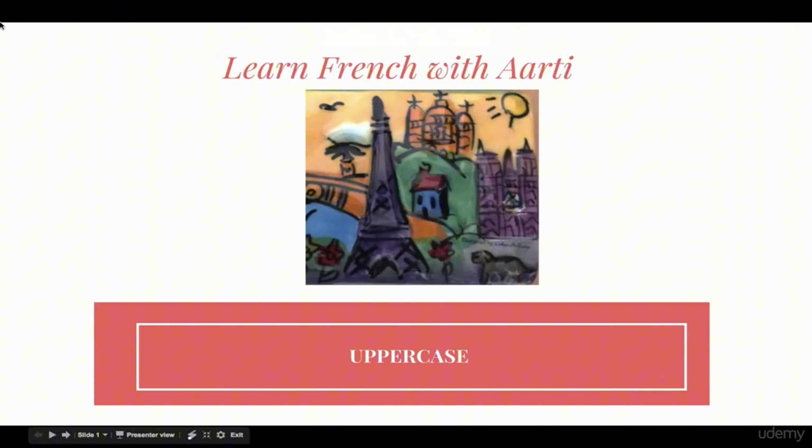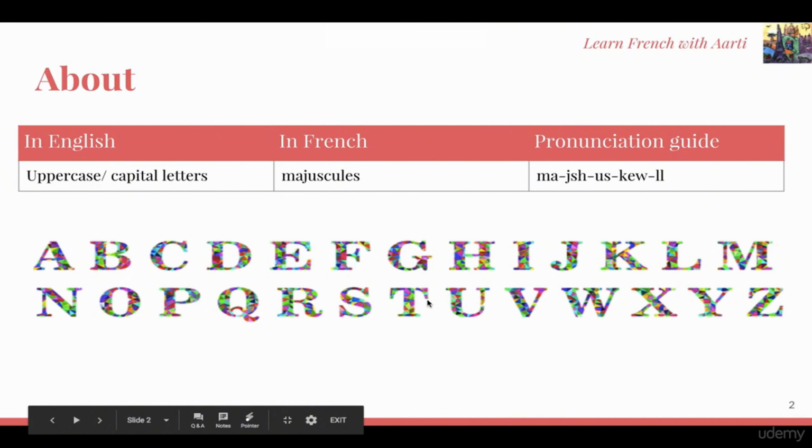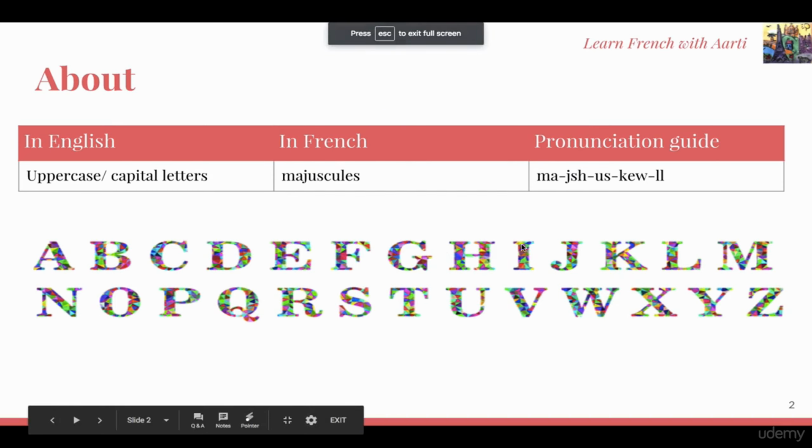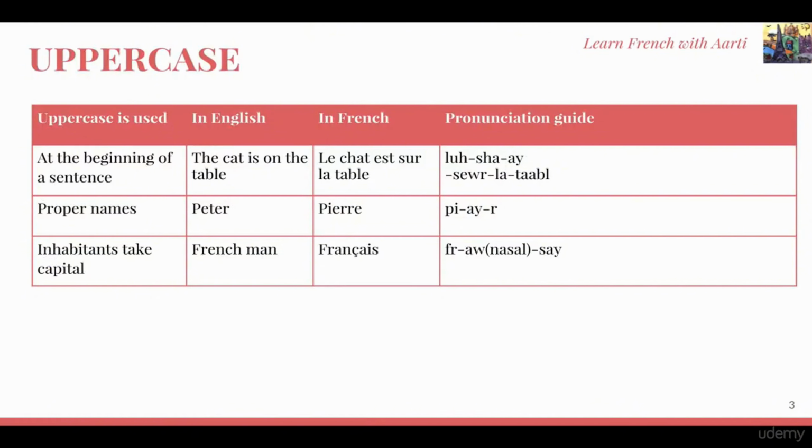Our lesson today covers the French case, capital and small letters, or uppercase and lowercase. We start the lesson with uppercase, also known as capital letters in English. The word for uppercase in French is majuscule. Please note that the final S is not pronounced in majuscule. Let's see where the uppercase is used.